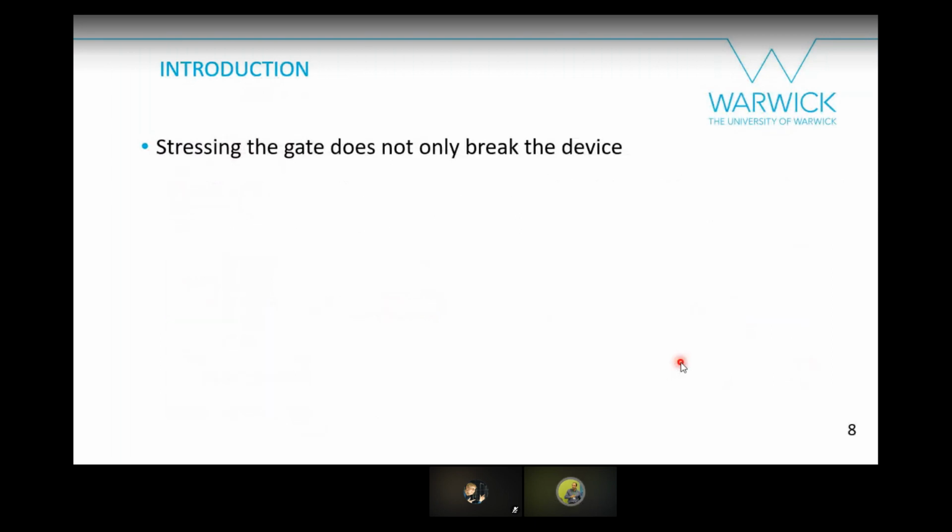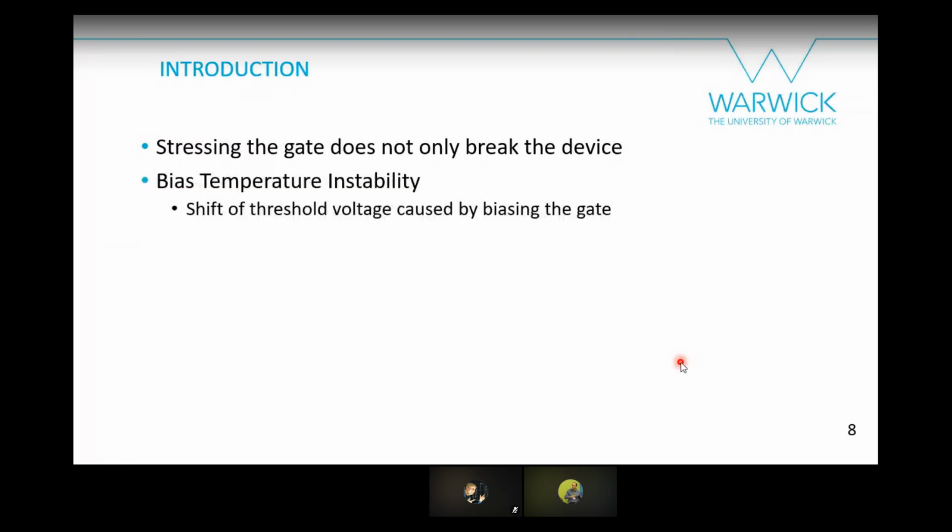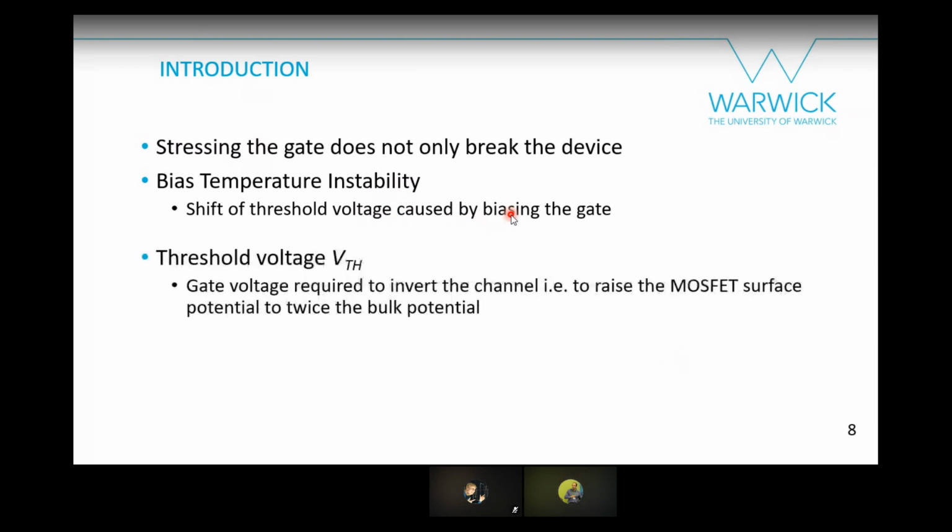So this just tells you what happens when you apply an electric field, a gate voltage, to the oxide. But stressing the gate does not only break the device. You have something called bias temperature instability, which is the shift of the threshold voltage caused by biasing the gate, by applying that gate voltage to the device. And what's the threshold voltage? The threshold voltage is just the gate voltage that you require to invert the channel, to raise the MOSFET surface potential to twice the bulk potential.